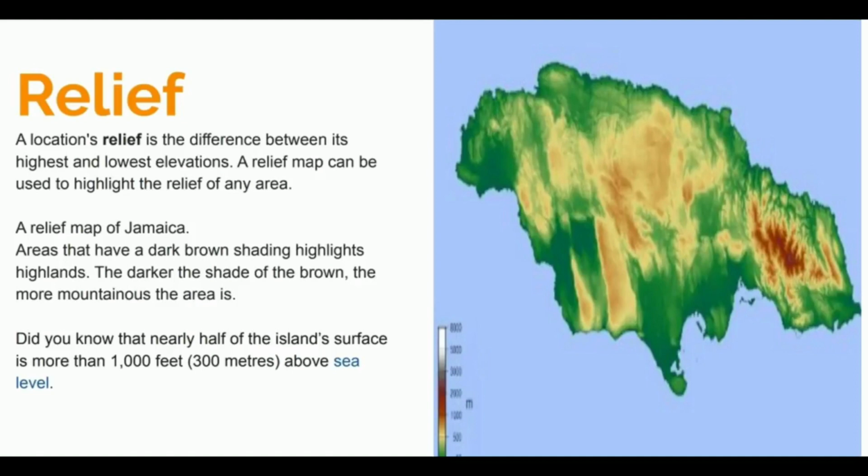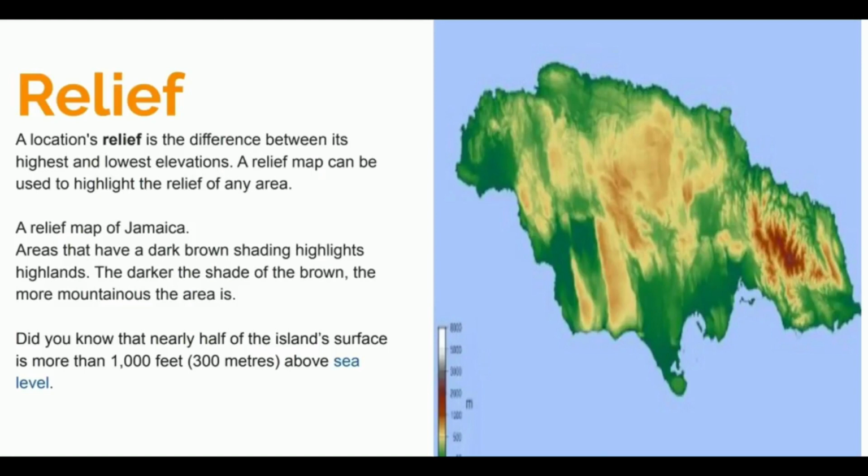On the slide we see a relief map of Jamaica, and we see that there are different colors shown on the map. So we have green, we have brown, but we also have different shades of brown. Areas that have a dark brown shading highlight highlands. So the darker the shade of brown is, the more mountainous the area is, and that's for any color. The darker the shade of any color is where more of this feature is located.